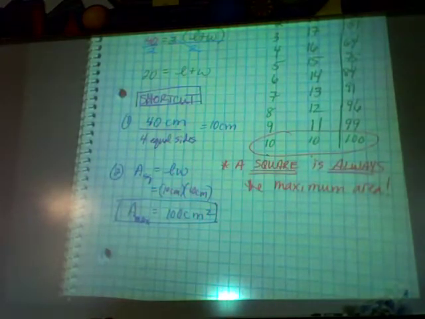Divide by 4, and it's always divide by 4 because a square always has 4 equal sides. And then take that answer and multiply it to itself, square it, essentially. So let me give you another one.